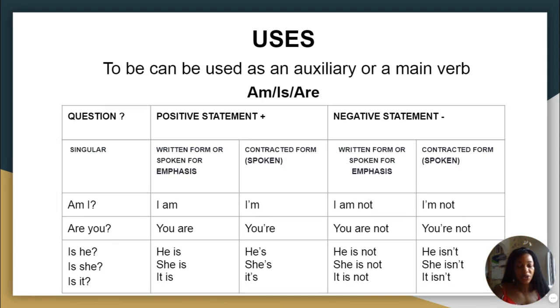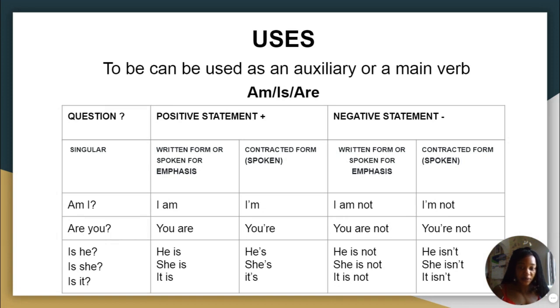Positive statement, you are. Positive statement on the spoken form, you are. Negative statement, you are not. Negative spoken, you are not. One more time. Question on a singular, are you?